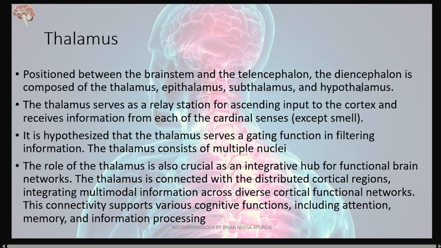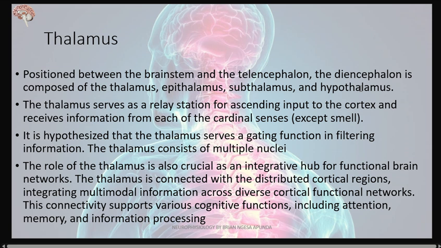So the thalamus. This is positioned between the brainstem and the telencephalon. The diencephalon is composed of the thalamus, epithalamus, subthalamus, and the hypothalamus. The thalamus serves as a relay station for the ascending input to the cortex and receives information from each of the cardinal senses, apart from the olfactory, which can bypass the thalamus.